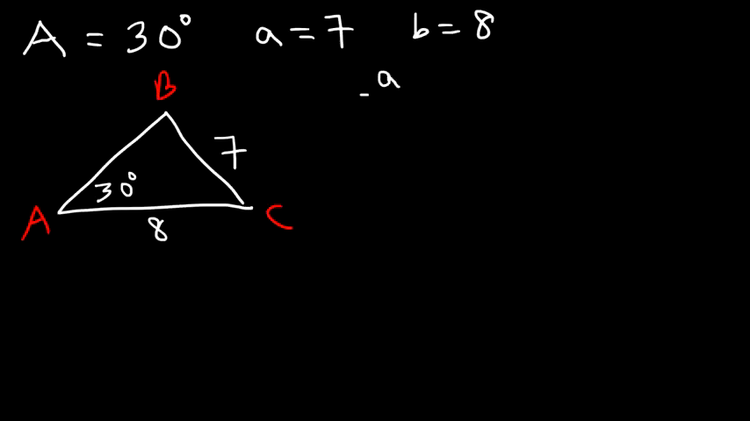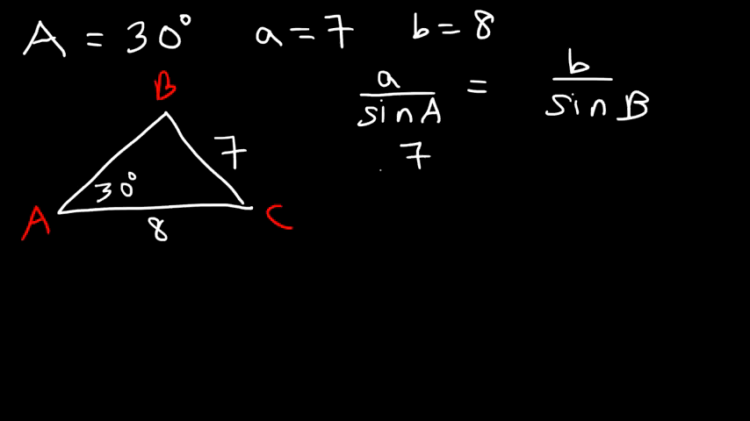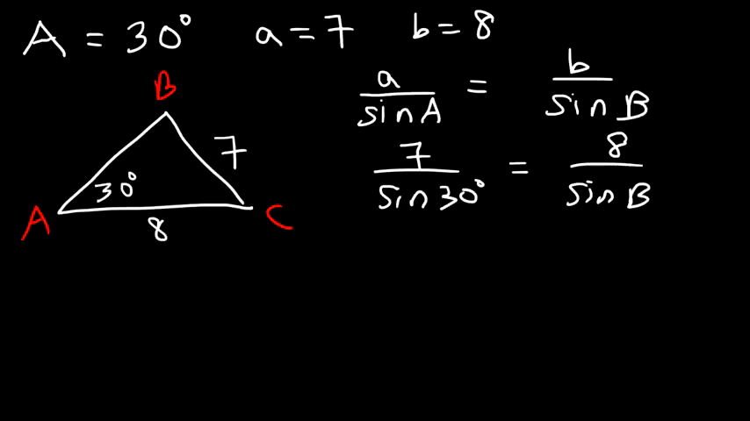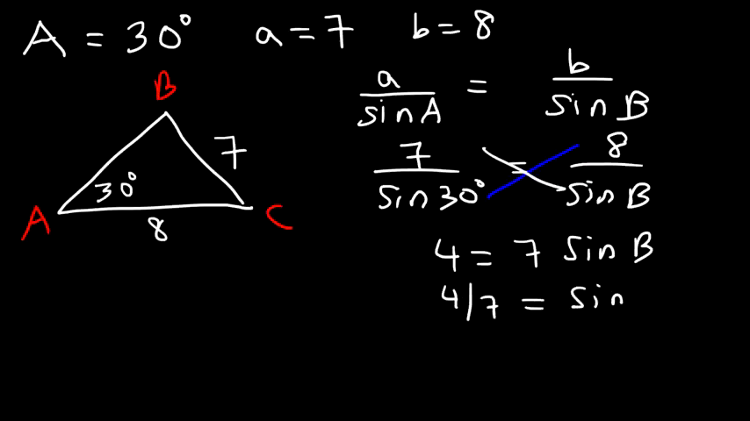So let's use this equation. A over sine A is equal to B divided by sine of B. So A is 7 and capital A is 30. B is 8. We need to find angle B. So let's cross multiply. 8 times sine of 30. Sine 30 is 1/2 times 8, that's 4, and that's going to equal 7 sine B. So 4 divided by 7 is equal to sine B. So therefore angle B is equal to the arc sine of 4 over 7.